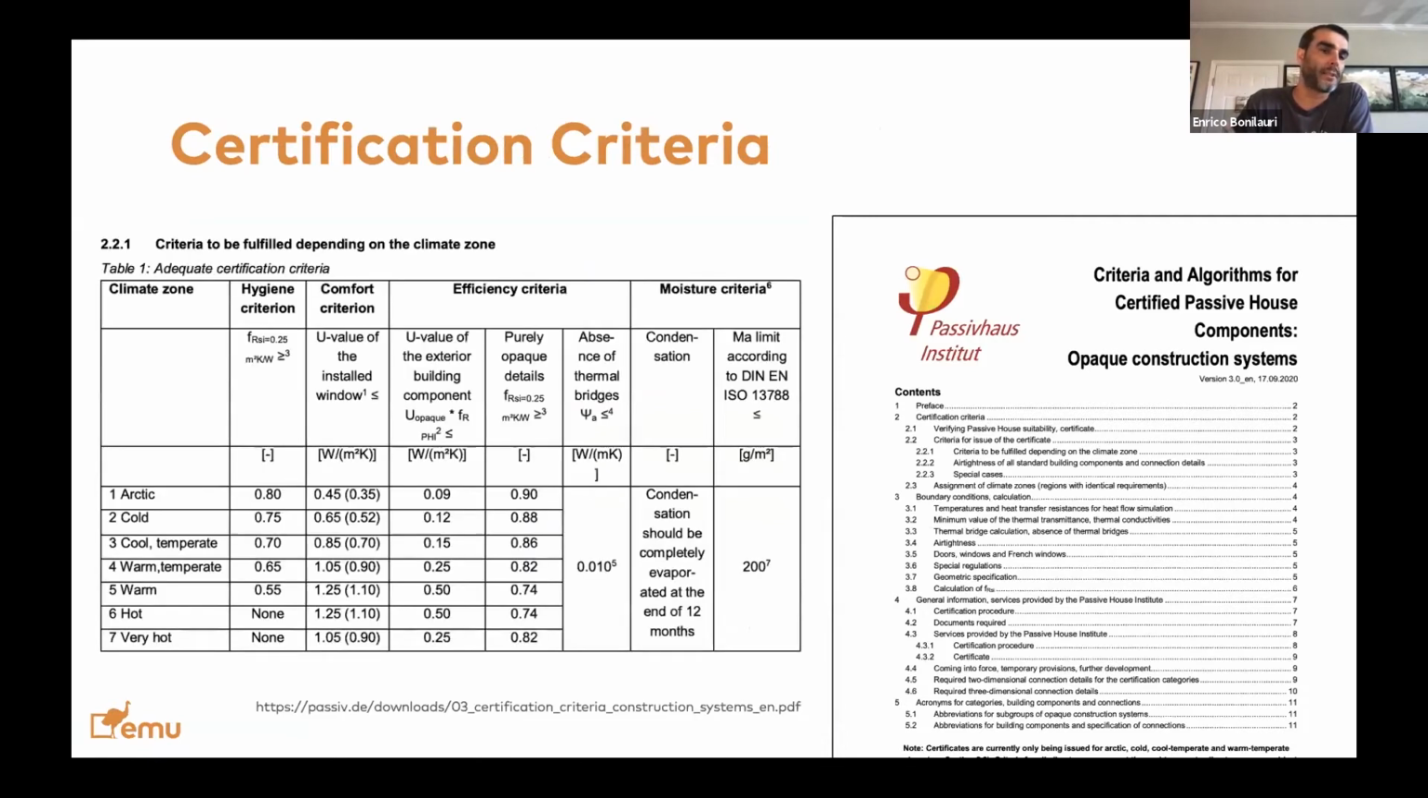And this is a table that summarizes by climate what requirements are necessary for hygiene, that is avoiding mold and condensation, achieving thermal comfort, and then having other criteria, including efficiency and moisture protection, that all build the criteria for component certification.